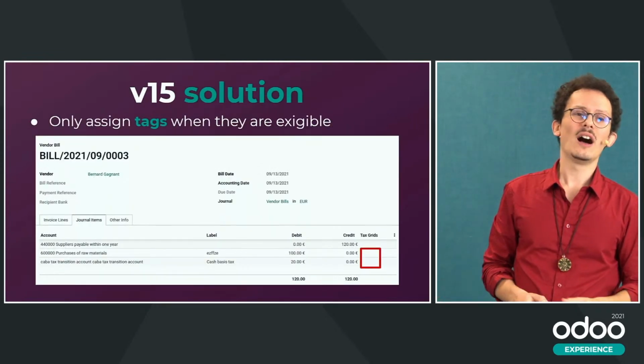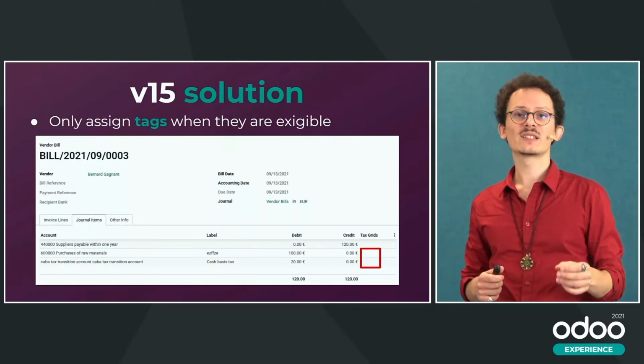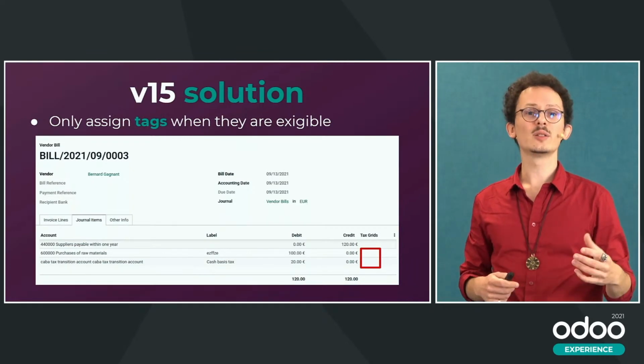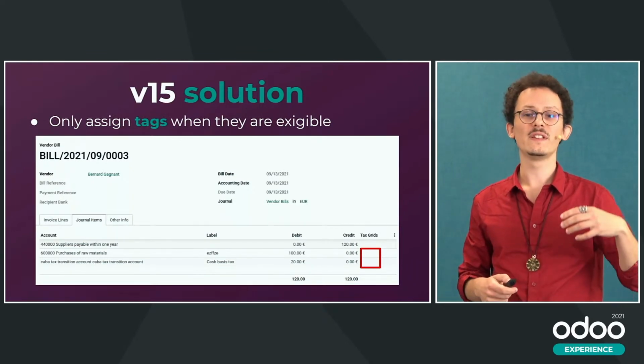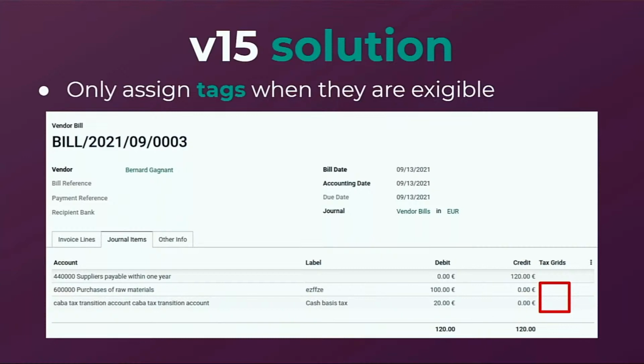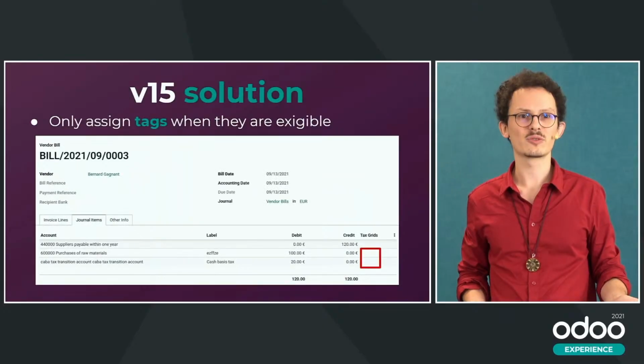Last but not least, we only assign tags when the lines are actually exigible. So you can see here a vendor bill with cash basis taxes on it, and you can see that I don't have any tags anymore on it, because those lines are not exigible, and we want to avoid showing tags to the user when it's unclear. Here it would be unclear to have them because those lines won't impact the tax report actually.